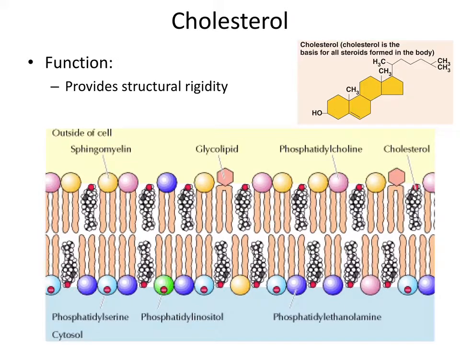The other lipid component of the plasma membrane is cholesterol. Cholesterol differs in structure from phospholipids, but both phospholipids and cholesterol are considered part of the lipid family because they share the hydrophobic properties. Cholesterol is found on both sides of the phospholipid bilayer, as we can see here, in between the phospholipids themselves. The function of the cholesterol in the membrane is to provide structural rigidity. Cholesterol's presence prevents the side-to-side movement of the phospholipids, making the membrane more stable.